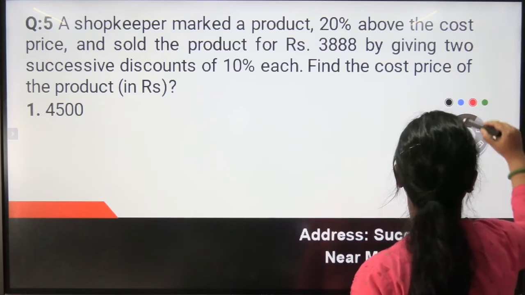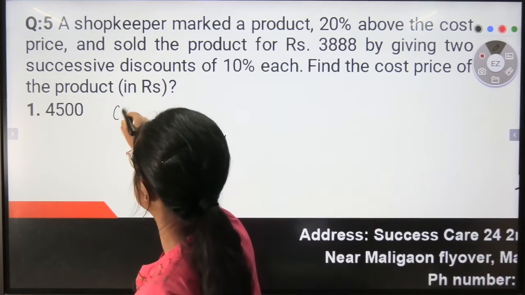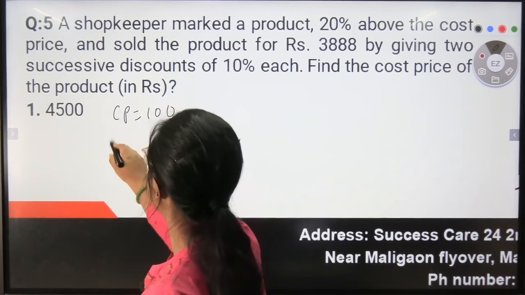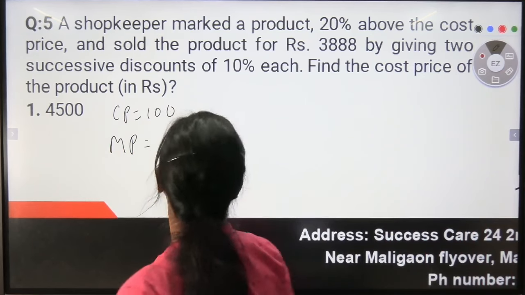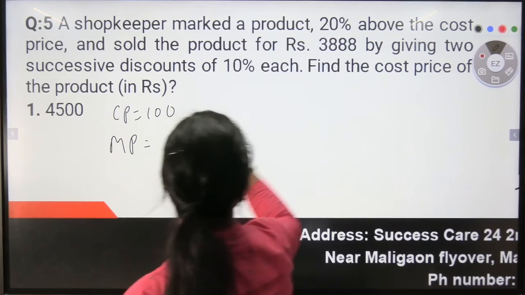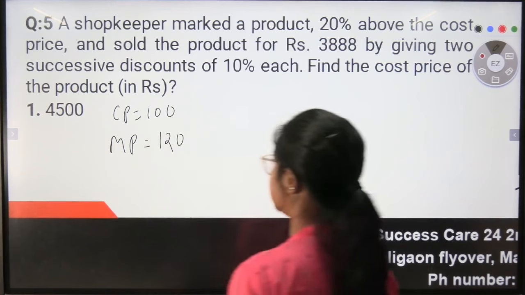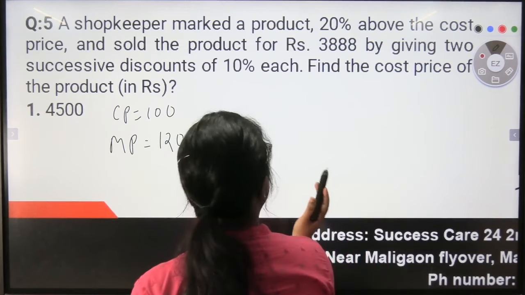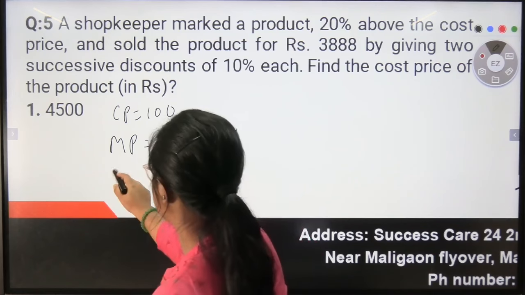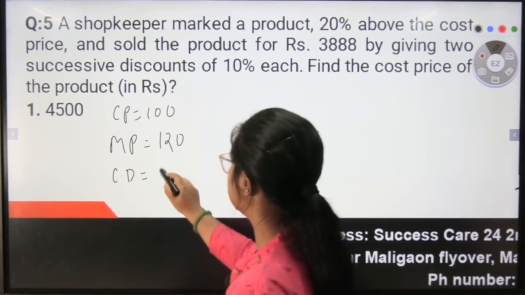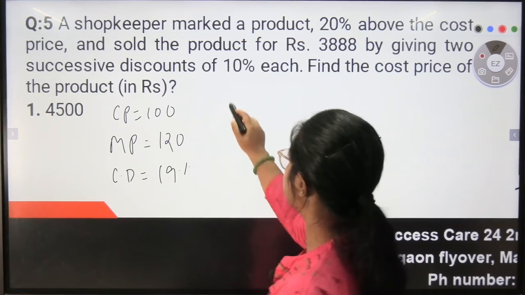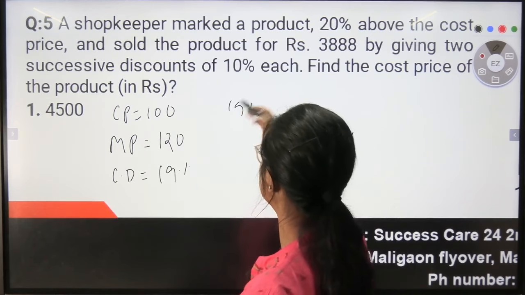I have considered my CP to be 100. Then my mark price, being 20% above the cost price, becomes 120. And now my successive discount, that means the combined discount, is 19%. So 19% of 120 would give you how much?